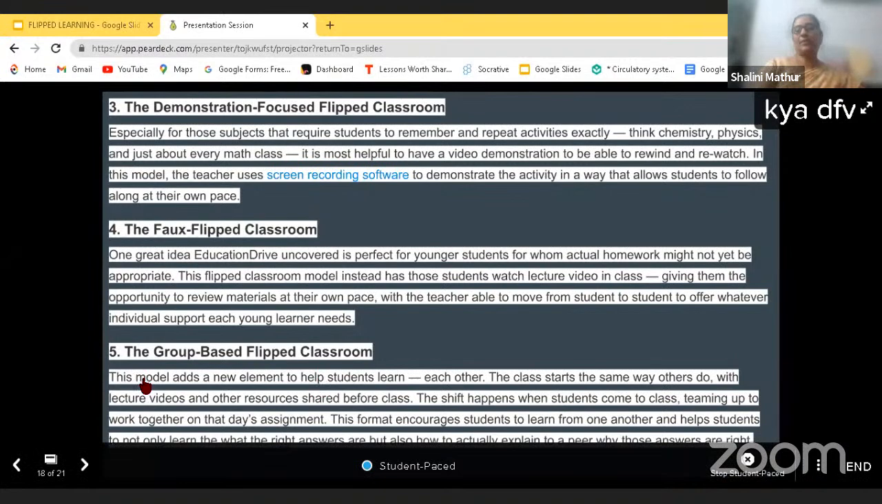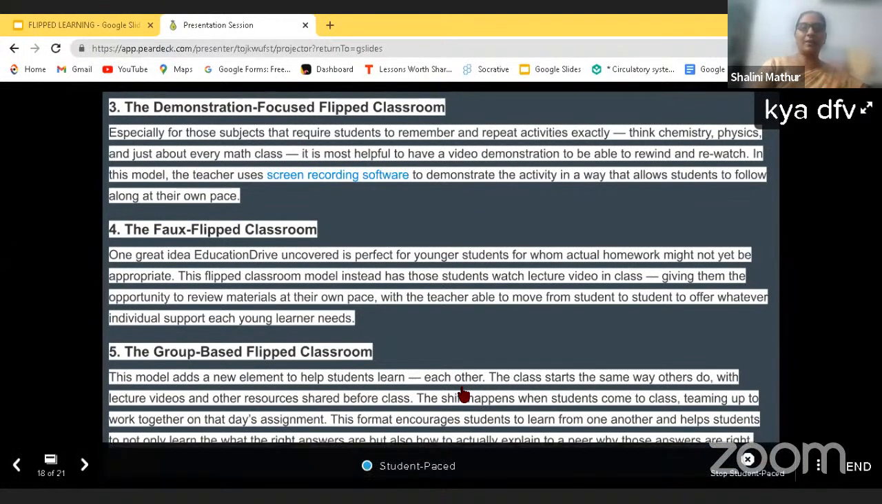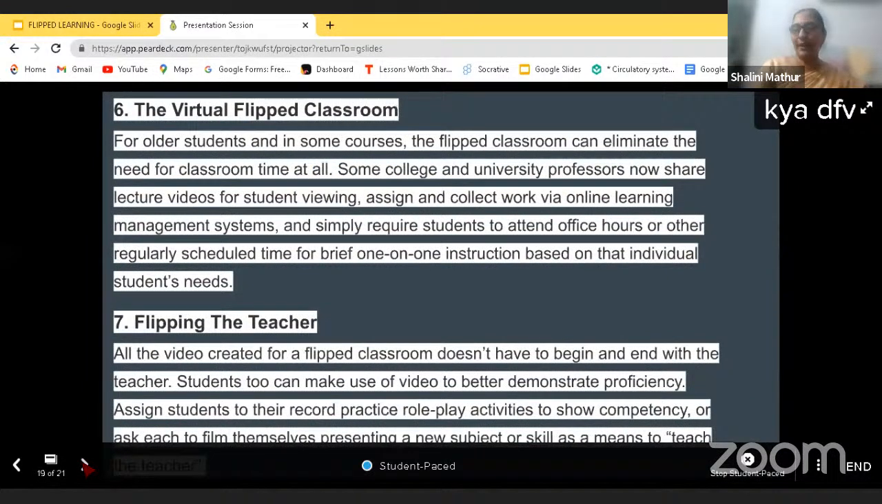Group-based flipped classroom. Now this model adds a new element to help students learn from each other. It increases student interaction. When you divide them into groups, each group will consist of different types of students. They are different in learning, different in their skills, and they have different types of multiple intelligence. So one group can consist of many types of students.